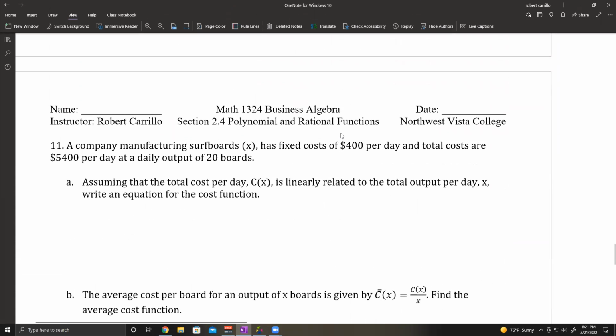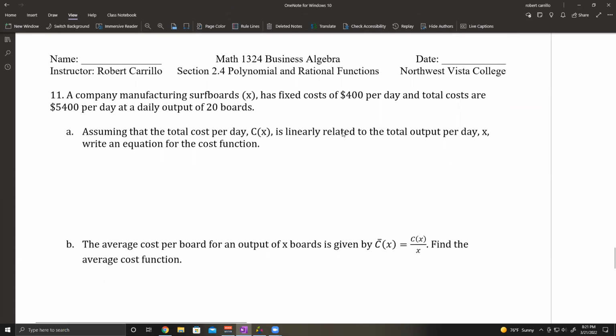Yeehaw. All right. So 11, a company manufacturing surfboards has a fixed cost of $400 per day and total costs are $5,400 per day at a daily output of 20 boards. Assuming that the total cost per day C of x is linearly related to the output per day, write an equation for the cost function. Okay, so we have to find a linear equation.